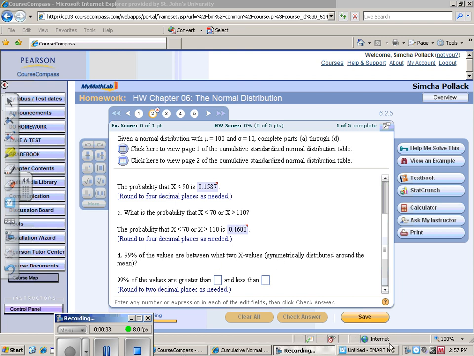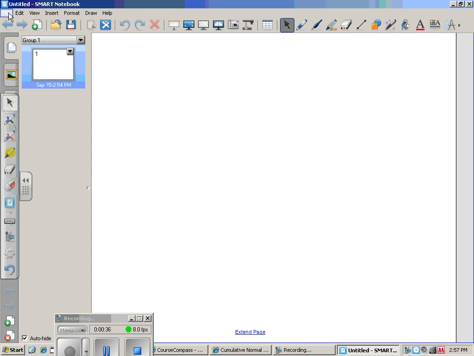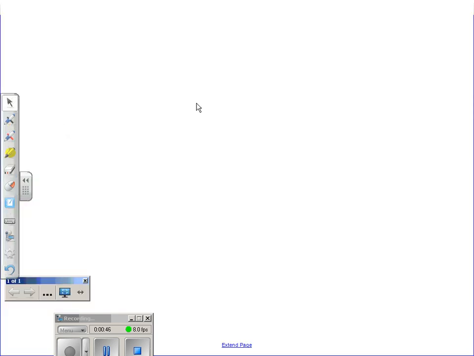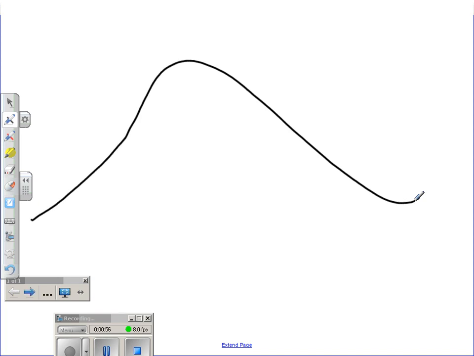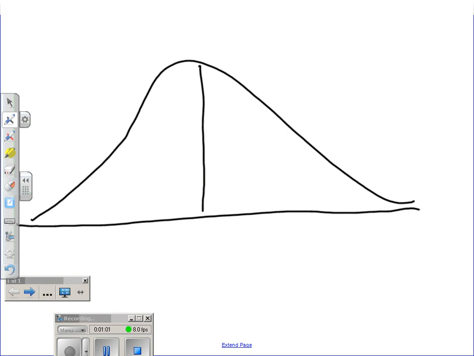An important thing I believe in is to illustrate the problem, make an illustration to help you visualize it. Let's see a full screen. And let's begin by drawing the bell-shaped curve, which has, of course, a middle value, in this case, of 100, and a sigma, or a spread, of 10.